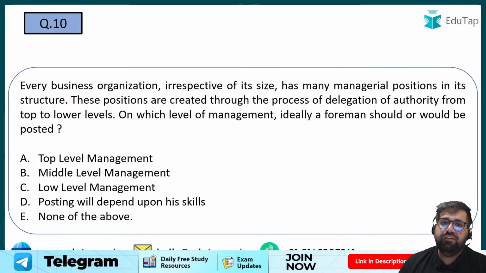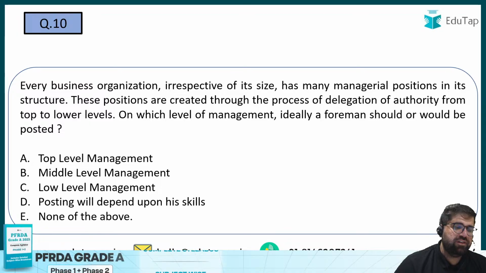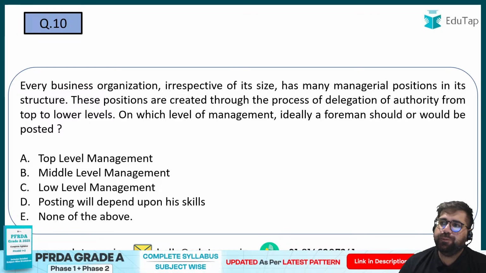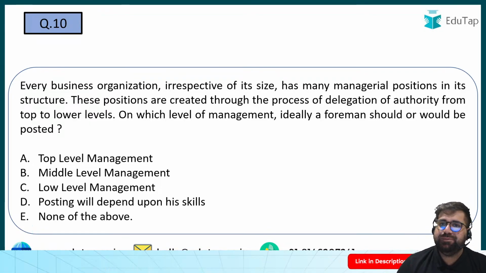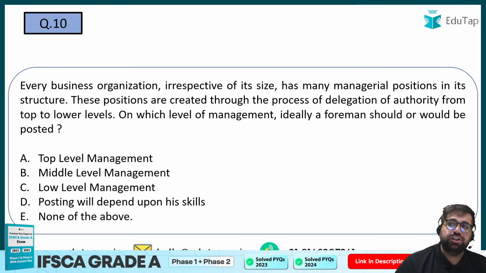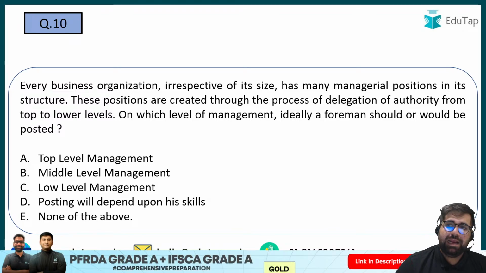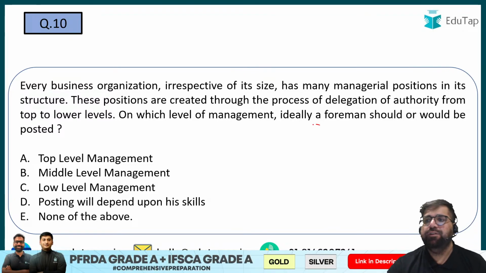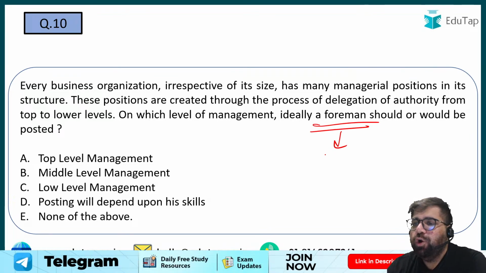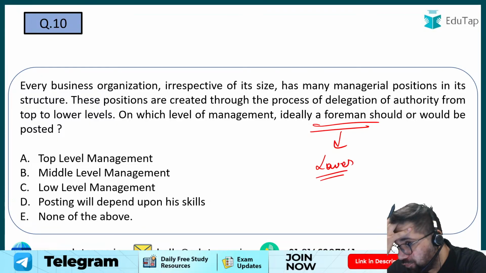Question number 10. Every business organization, irrespective of its size, has many managerial positions in its structure. These positions are created through the process of delegation of authority from top to lower level. On which level of management, ideally a foreman should come? Foreman is that particular person who is working on the lower level of management.